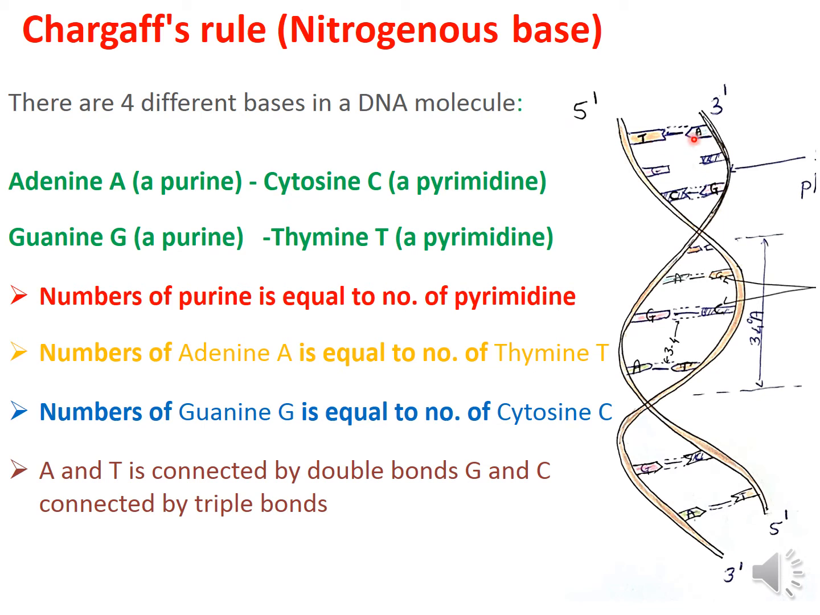Thymine and adenine are connected by double bonds, and C and G are connected by triple bonds. Here you can see the AT with a double bond, and the GC with a triple bond. AT is always a double bond and GC is always a triple bond. So these are the nitrogenous bases present inside the DNA structure.